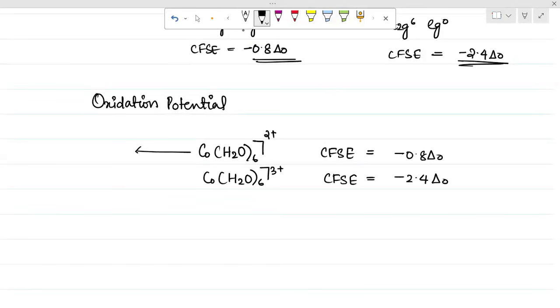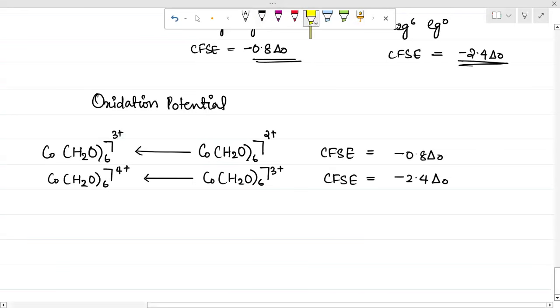So if you oxidize this, what will happen? One electron will be lost and this will become [Co(H2O)6]3+. This is oxidation. What will happen to the second complex if you oxidize it? [Co(H2O)6]4+. Can you see? 2+ has become 3+ upon oxidation. 3+ has become 4+ upon oxidation. Oxidation is loss of electrons. So which one would be feasible?